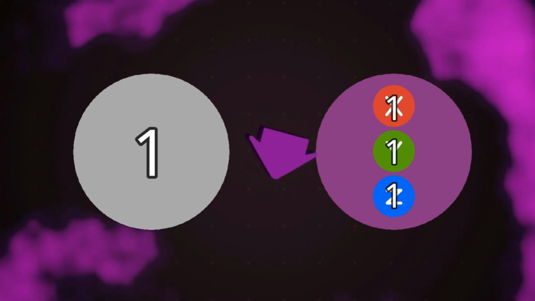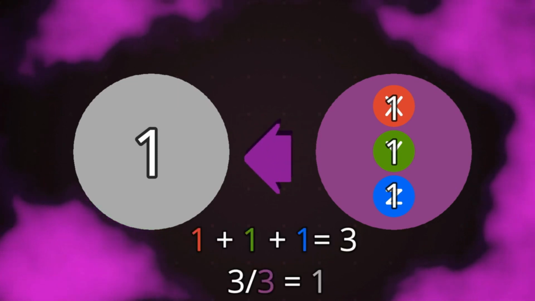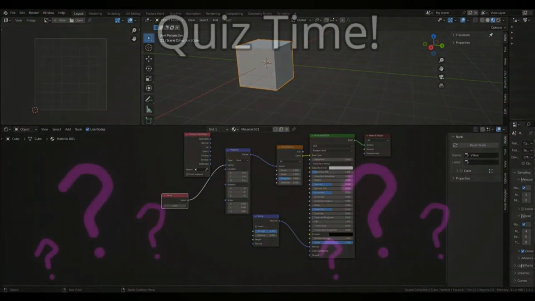So this will also work the other way around. If I was to plug a vector into a grey socket, it would essentially calculate the average, and that's what the grey socket value would become. Great, so now I've covered that, we're going to quickly have a quiz.